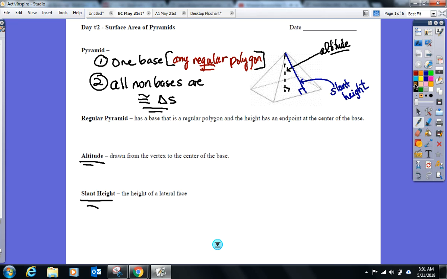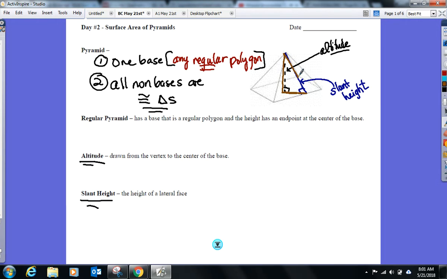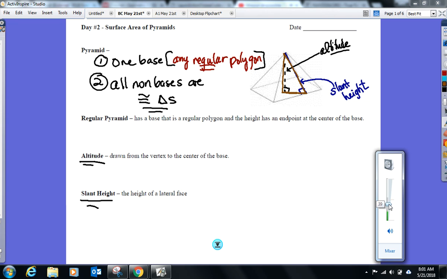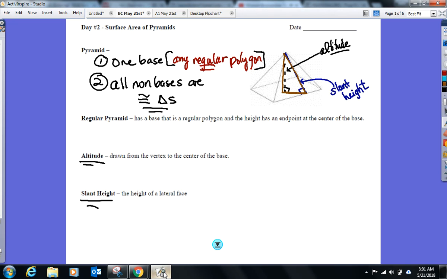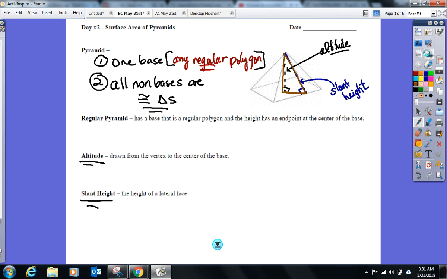And look at this. You connect the Mission Impossible height with the slant height, and it's going to form a right triangle. So if you give me 2 out of the 3 values, I can find the third using the Pythagorean Theorem. Okay, questions? We're going.